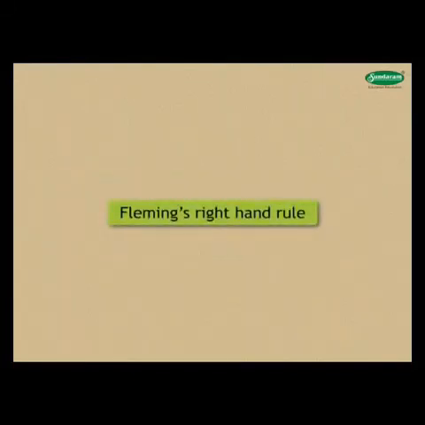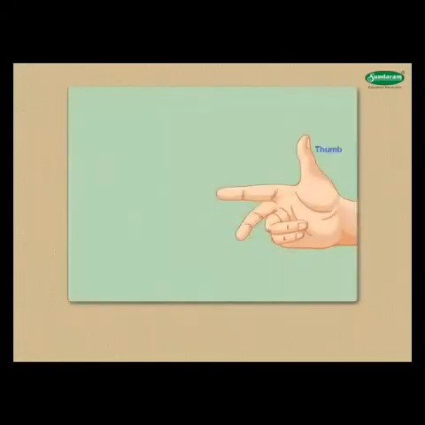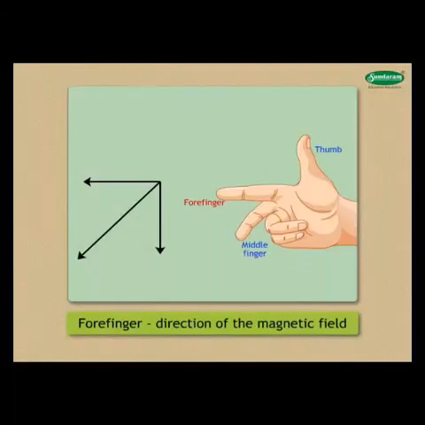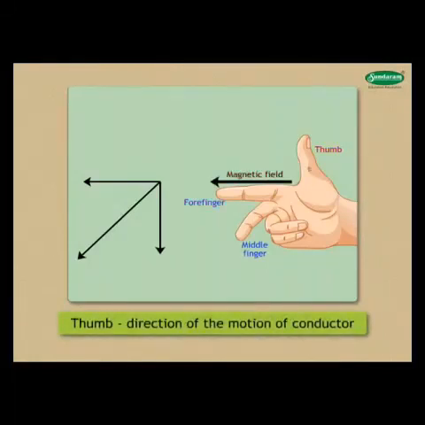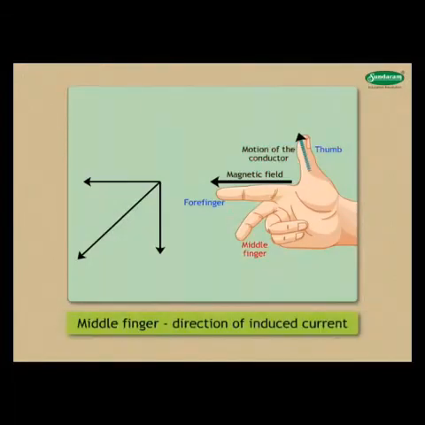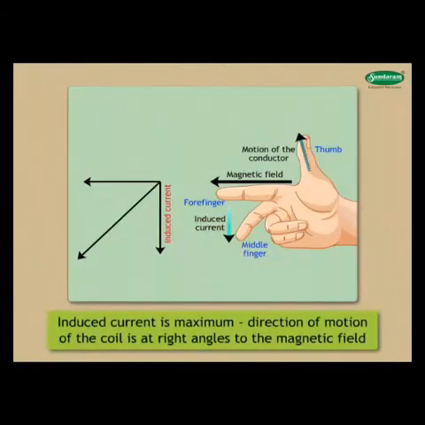Fleming's right-hand rule. Stretch the thumb, forefinger and middle finger of the right hand so that they are perpendicular to each other as shown. If the forefinger indicates the direction of the magnetic field and the thumb shows the direction of the motion of the conductor, the middle finger will show the direction of induced current. The induced current is found to be the maximum when the direction of motion of the coil is at right angles to the magnetic field.